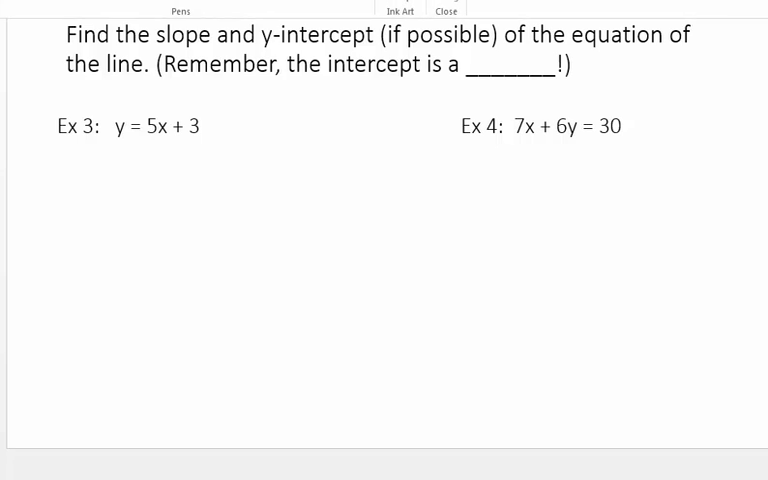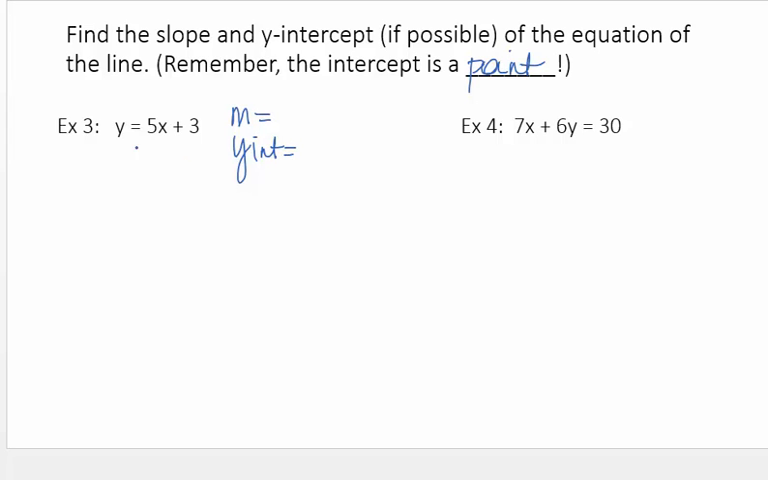Find the slope and the y-intercept, if possible, of the equation of this whatever line they give you. Remember that the intercept is a point. Okay? So in your answer, you're going to give me a point for that y-intercept. Okay? So I need a slope and I need a y-intercept. That's my goal here.